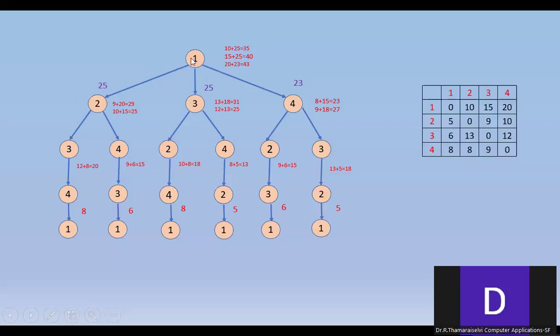Okay, this is 1, 2, 4, 3, 1. So this is the path. Okay, so this is a directed cycle. The traveling salesman will start his travel from city 1, go to city 2, and go to city 4, 4 to 3, again coming back to 1. Okay, so this is the solution.